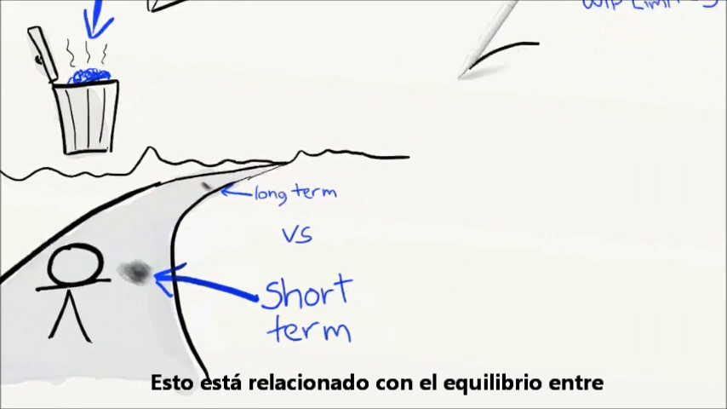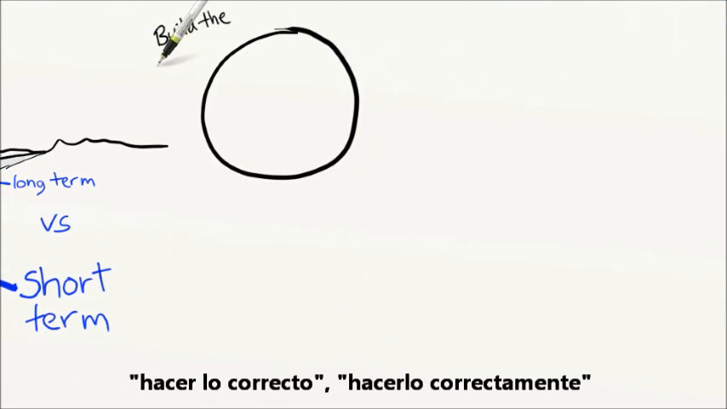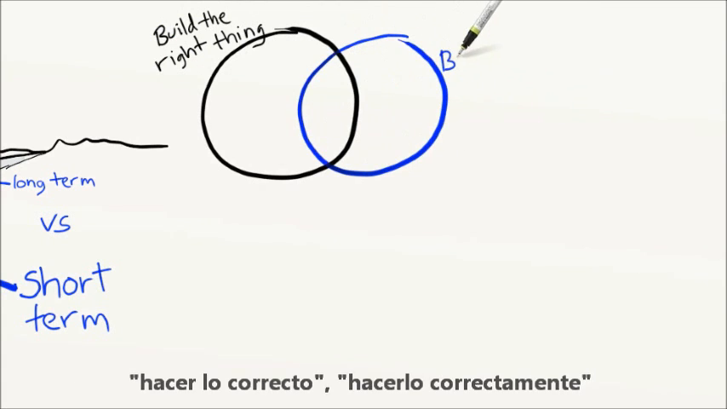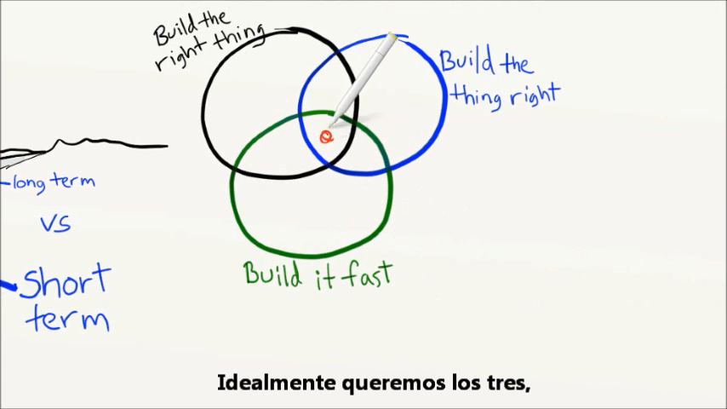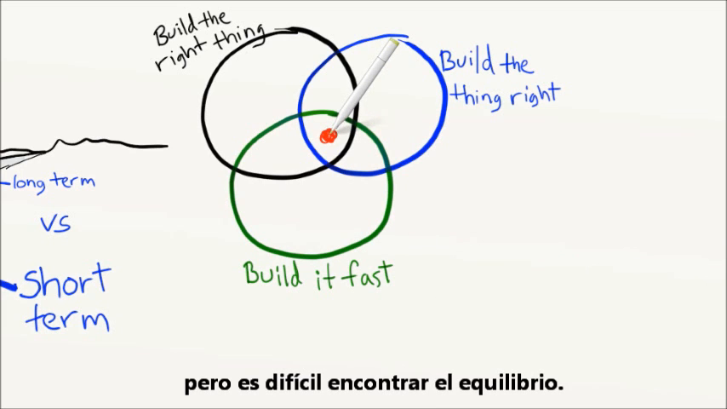And this relates to another trade-off. Should we focus on building the right thing? Or building the thing right? Or perhaps building it fast? Ideally, we want all three, but it's hard to find the balance.